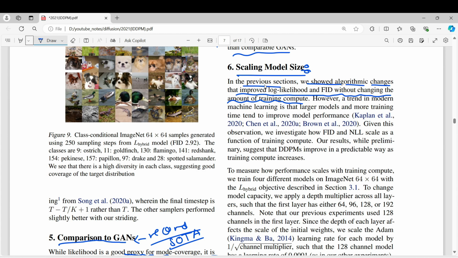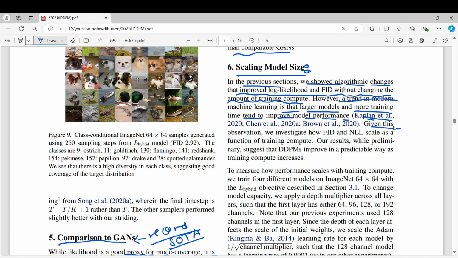In this section, as the modern trends say, if you make your model larger and spend more time on training, you get better performance. So in this section, these guys are going to scale the model and increase the training time to make the model more applicable in the real world. However, a trend in modern machine learning is that larger models and more training time tend to improve the model performance.